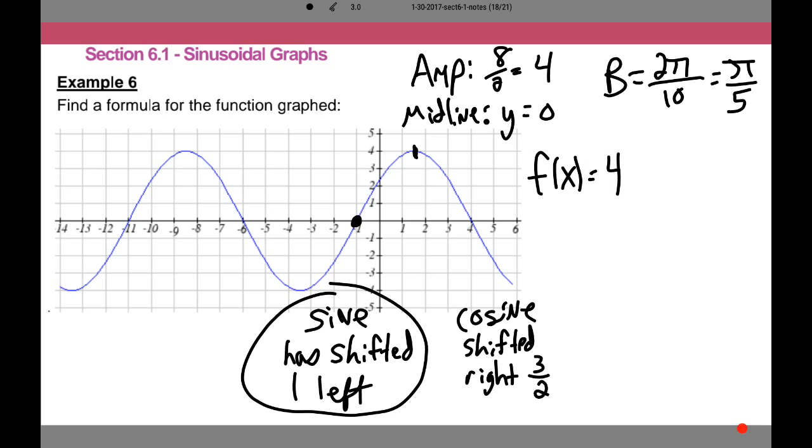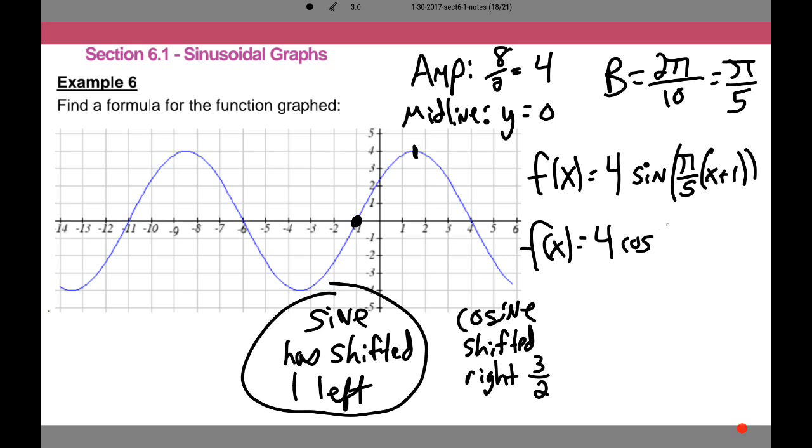So we got our amplitude, sine, we got our b value, and then we're going to do x plus 1. And in this case, we don't have a change in our midline, so we just leave that as a 0. Or we could write our function as cosine, and it would be the exact same function on the graph. So it would look the exact same way. It would just be a different graph. So this would be x minus 3/2.